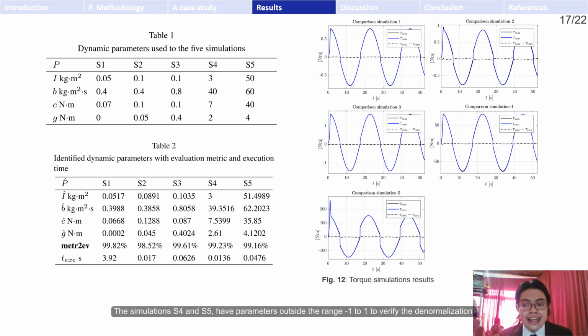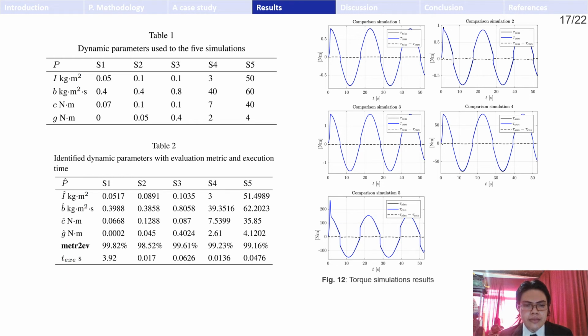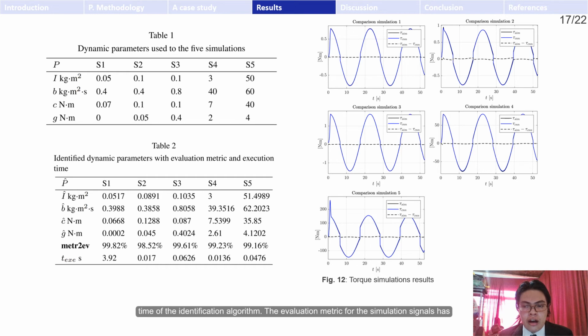The simulations S4 and S5 have parameters outside the range -1 to 1 to verify the denormalization step of the algorithm. Table 2 describes the results of the evaluation metric along with the execution time of the identification algorithm. The evaluation metric for the simulation signals has values that exceed 90% similarity. With the denormalization technique implemented in the proposed algorithm, it is observed that even though the training data were created with parameters only in the range -1 to 1, the algorithm can identify parameters outside this range.